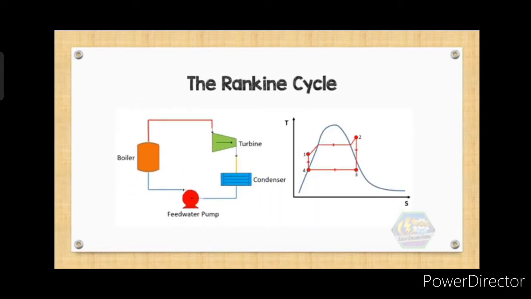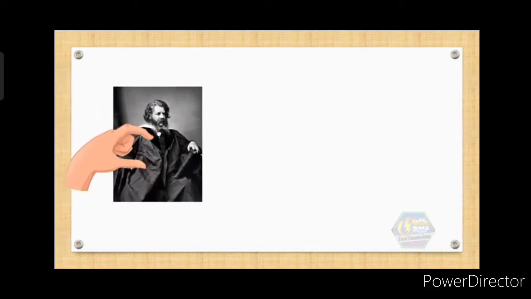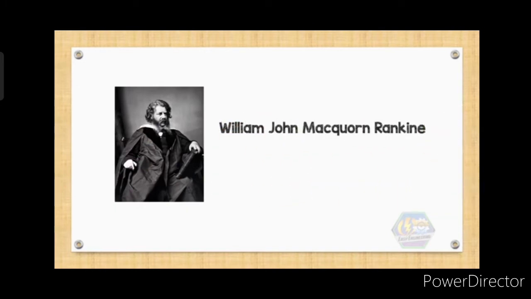Today's engineering topic is Rankine cycle. So what are we waiting for? Let's start this right away. Rankine cycle was named after a Scottish polymath and Glasgow University professor, William John Macquorn Rankine. It is a vapor power cycle.